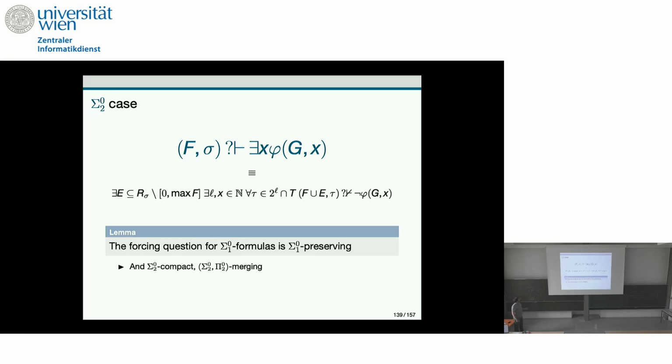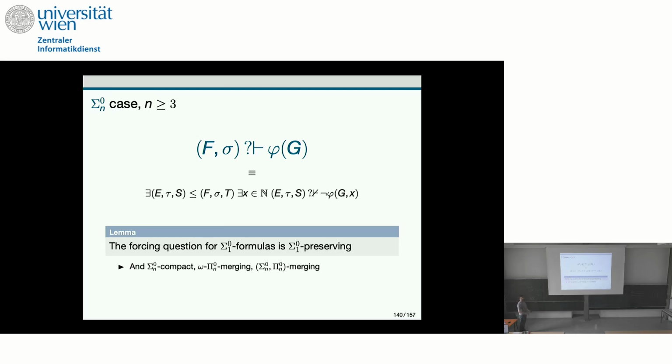So here again, a typo. The forcing question for Sigma 2 formulas is Sigma 2 preserving. So we can check that this formula has the appropriate complexity. And it is so Sigma^0_2 compact and Sigma^0_2 and Pi_2 merging, but it's not omega Pi_2 merging because it behaves like Jockusch-Soare forcing rather than the Cohen forcing.